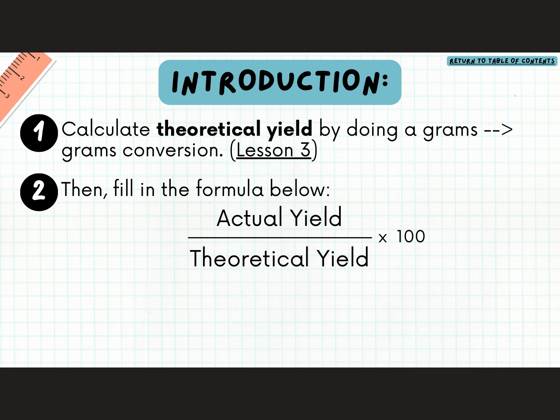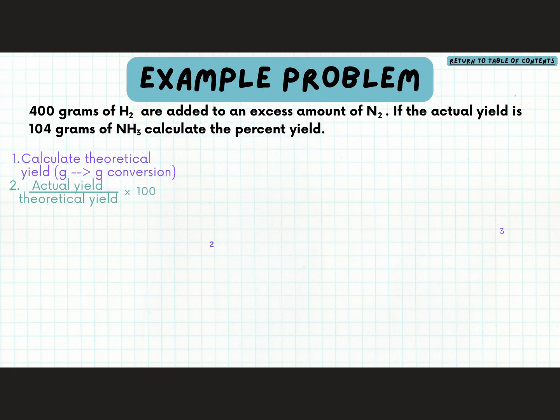So we have actual yield divided by theoretical yield times 100. Whenever we do a times 100, this is going to be a percentage. Okay, so here are the steps right here, and we're going to go ahead and get started.